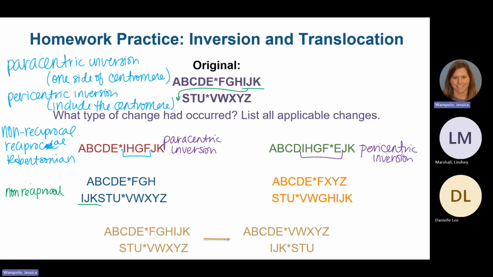Very good. This one is a reciprocal. So this one, these two regions here have moved between. So this would be your reciprocal translocation. And of course, the difference here is that we get both pieces moving, whereas on the left-hand side, we have only one piece moving.